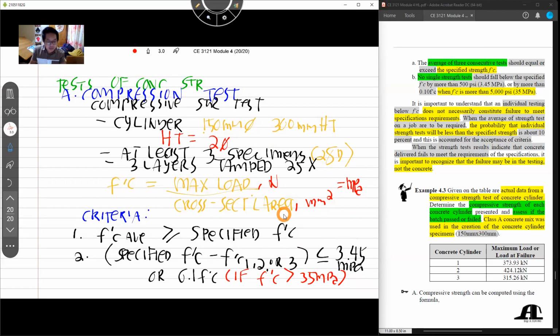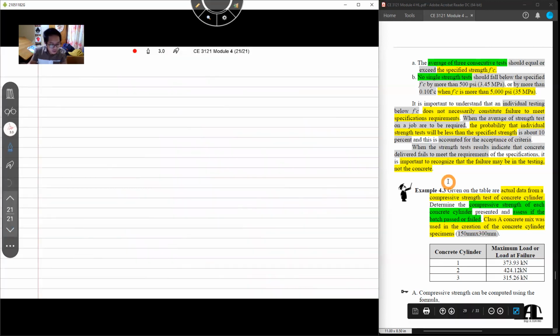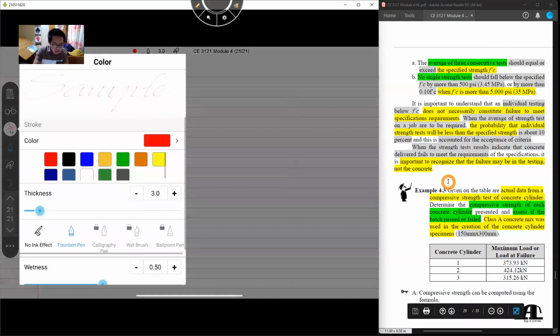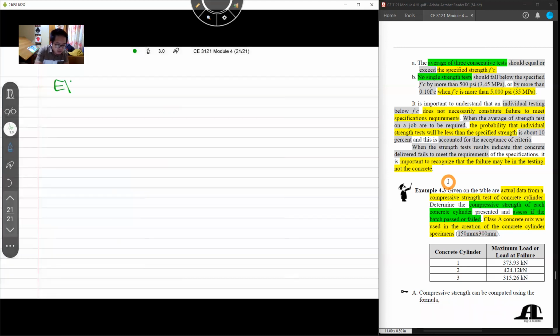So with this class, pwede na nating sagutan yung example 4.3. Okay? So example 4.3. So the problem states that given on the table actual data from compressive strength of concrete cylinder. So ano yung kukunin natin class? Determine the compressive strength of each cylinder presented and assess if the batch passed or failed. Okay. Tapos ito yung given natin. So class A concrete tayo. So, class A concrete.